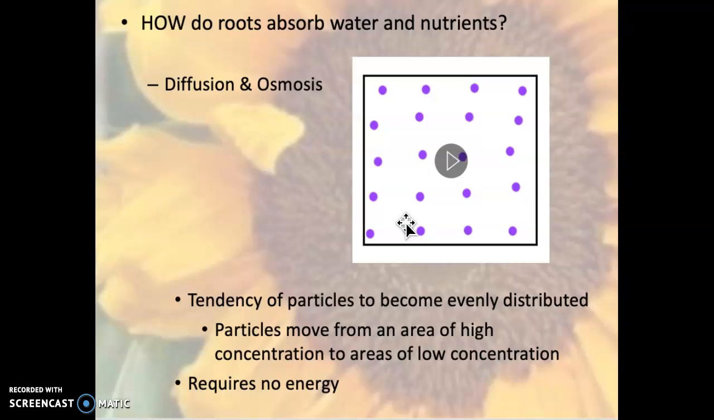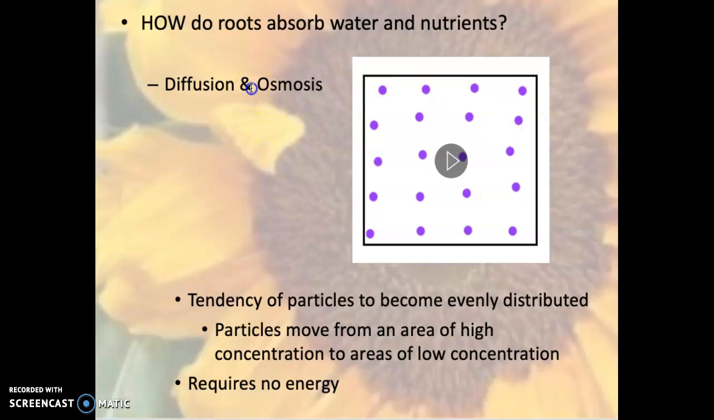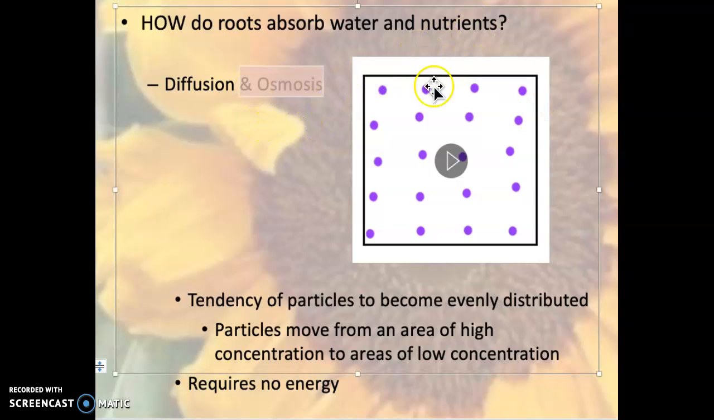You can heat that up to make it happen faster. You could stir it. You can put on a fan to increase the speed of diffusion. But the main point is that particles move from high concentration, where there's lots, to low concentration. And it doesn't take energy. That's diffusion. And you're thinking, well, what's osmosis then? Osmosis is diffusion of water. So osmosis, water, osmosis, water. Glue those together in your brain.